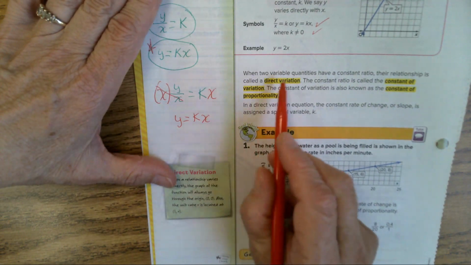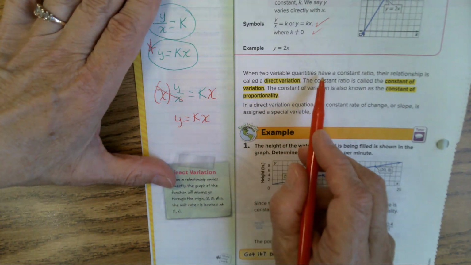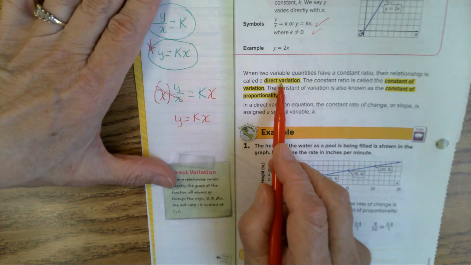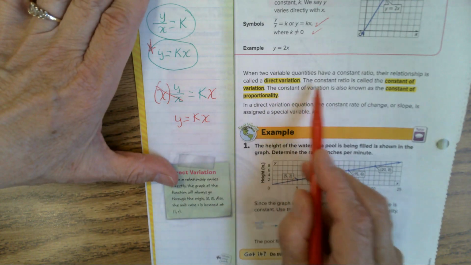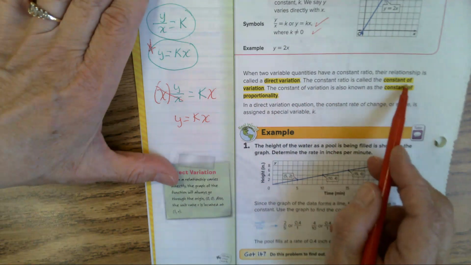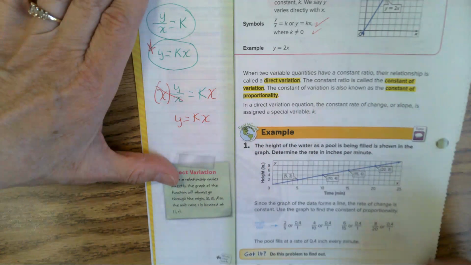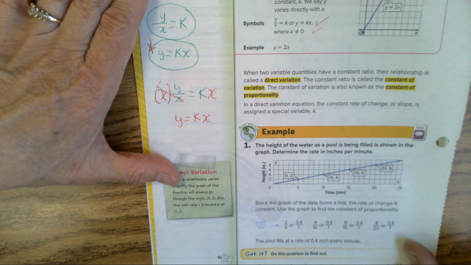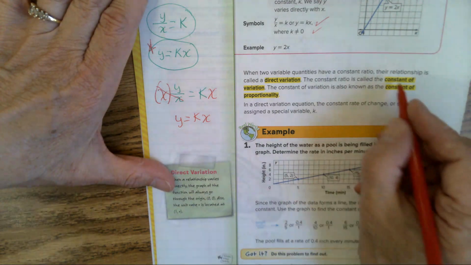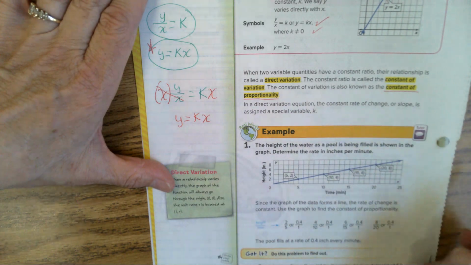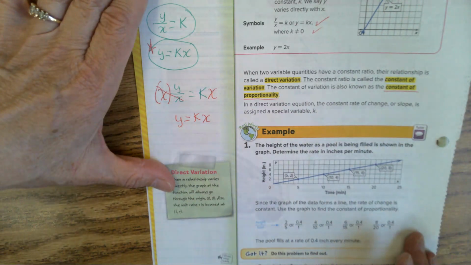When two variable quantities have a constant ratio, their relationship is called a direct variation. The constant ratio is called the constant of variation. The constant of variation is also known as the constant of proportionality. This is the one you're going to hear more so than the constant of variation, the constant of proportionality.